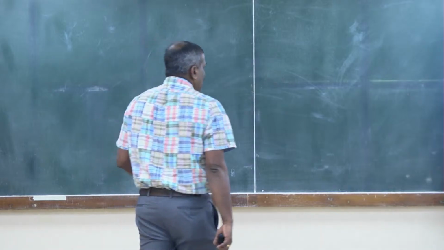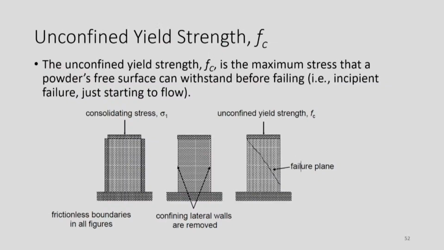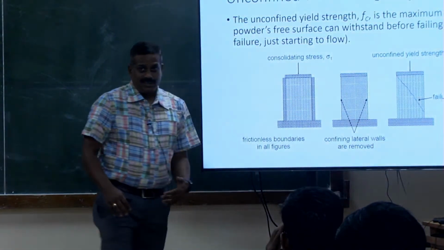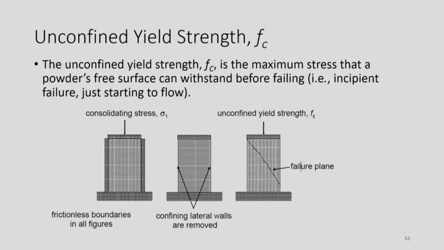Some of you might have seen this word, right? Unconfined yield strength. This is one of the basic parameters that we test using a shear cell. Again, it is how much strength it takes to make the powder flow. In traditional measurement, you can measure this using a uniaxial testing machine too.